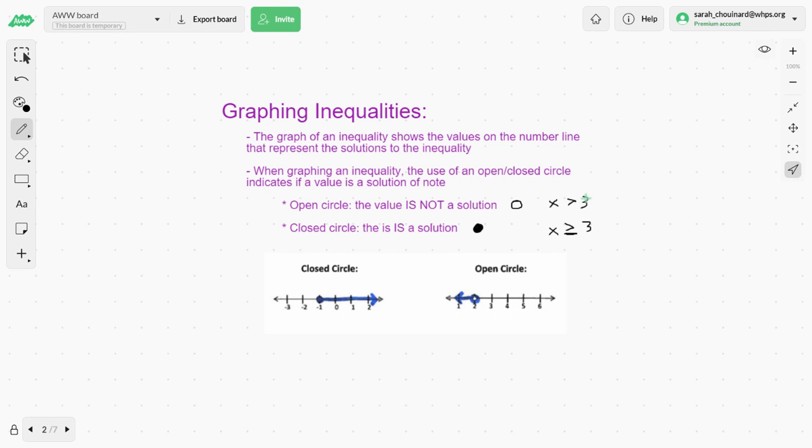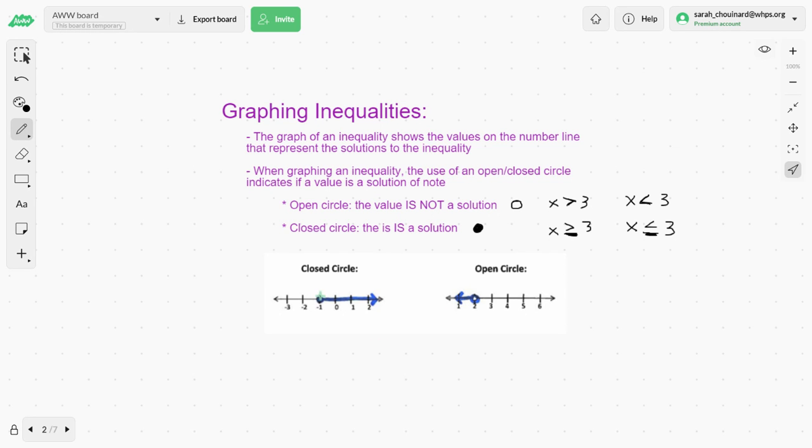If we had x is greater than 3, it would be an open circle. Same thing if we had x is less than 3. If our inequality symbol is just a plain greater than or less than, it's going to be an open circle. If it's greater than or equal to, or less than or equal to, then it will be a closed circle. It's the equal to symbol that closes the circle.